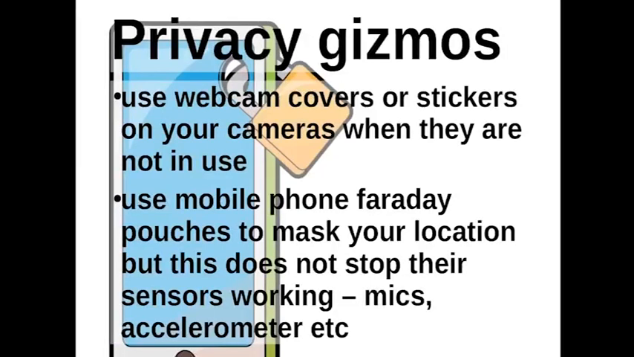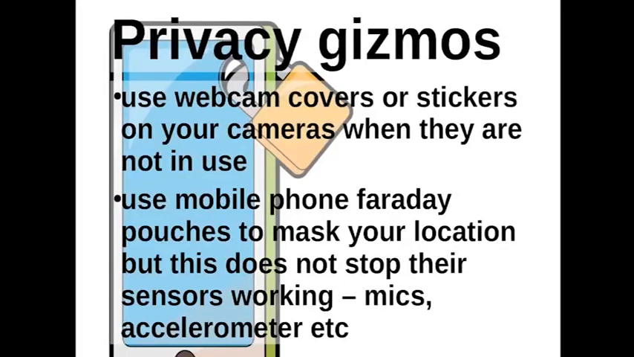Another gizmo is Faraday pouches, which you can also get online. I think you can order them in China, about £3 each or something. They basically block all radiation, transmission and receiving of your phone's reception, GPS, whatever. So your phone is not able to send or receive data. So this then masks your phone's location, and that's your location. I would add that it does not stop your sensors working on your phone.